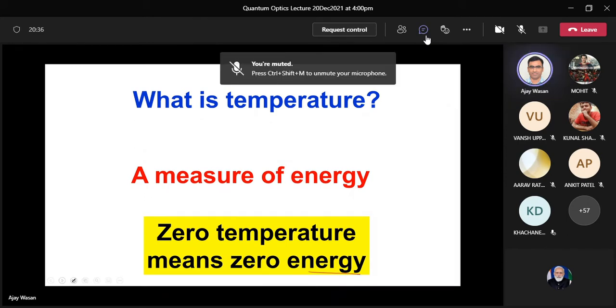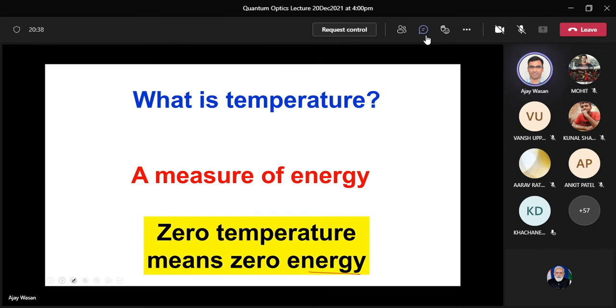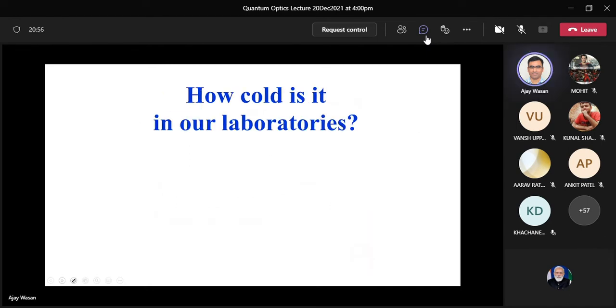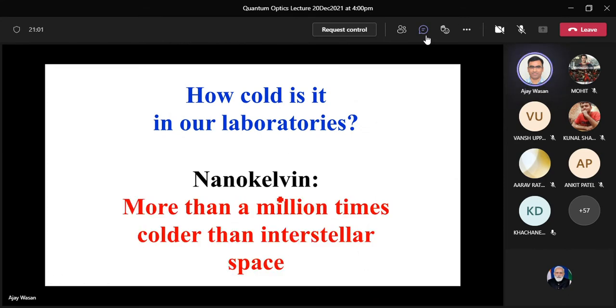Just think in terms of the atom. An atom is moving in free space, and its motion depends upon the outer temperature. If it stops, it has no energy, so it has no temperature. So how cold is it in our laboratories? I said nanokelvin. People have already reached temperatures more than 1 million times colder than interstellar space. So much cold temperature has been developed in the laboratory.